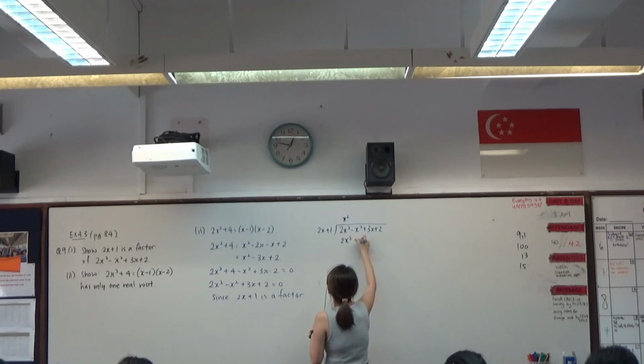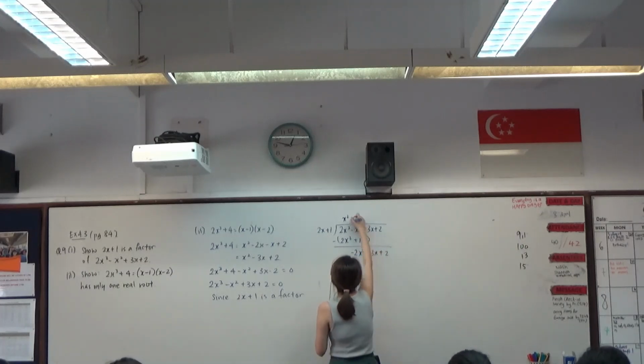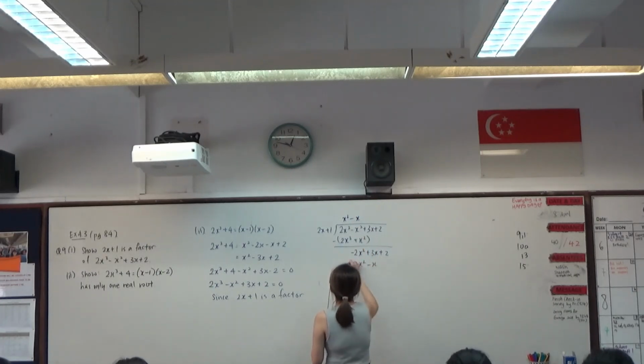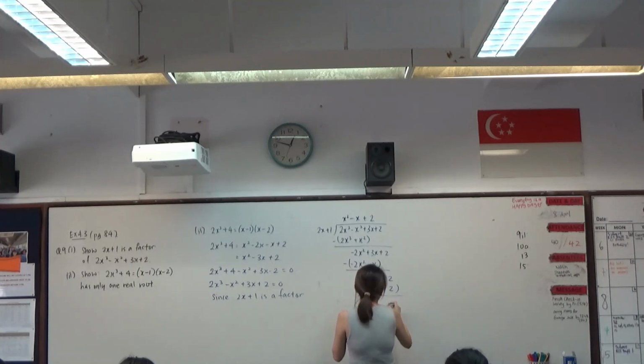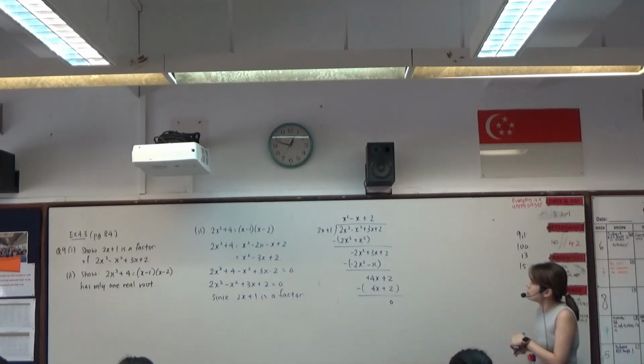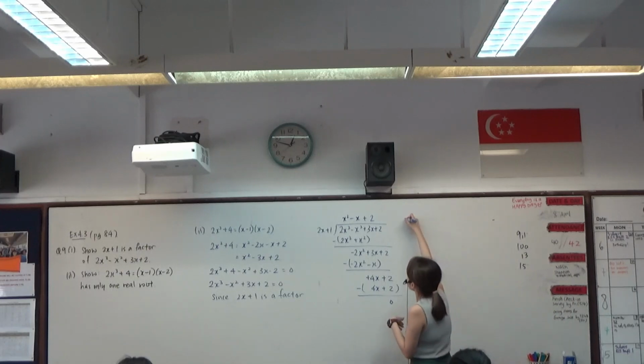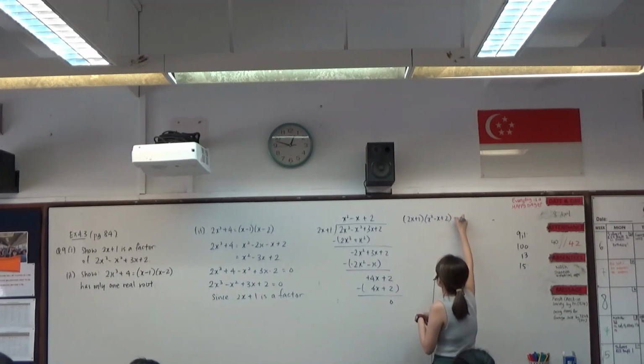So 2x cubed plus x squared, minus negative 2x squared, minus x, plus 3 plus 1, plus 4x, plus 2. Okay, we will get 0 here. So through your long division, we see that we can get 2x plus 1 with x squared minus x plus 2 equals 0.